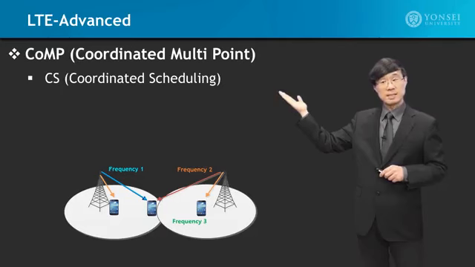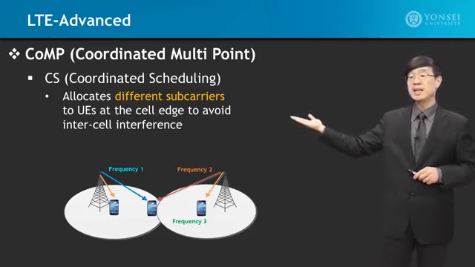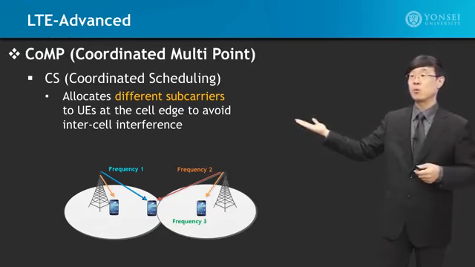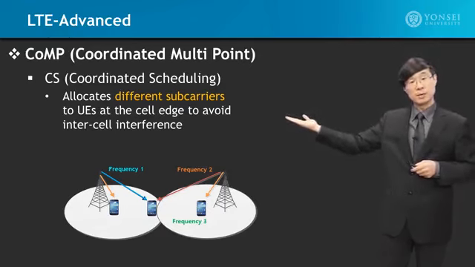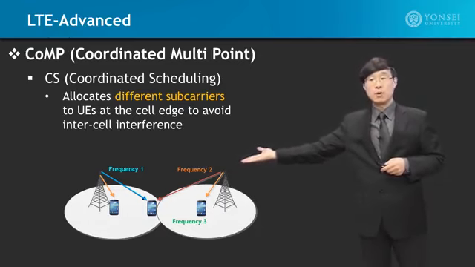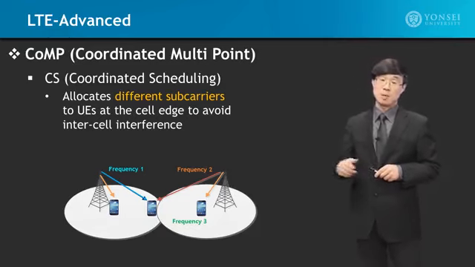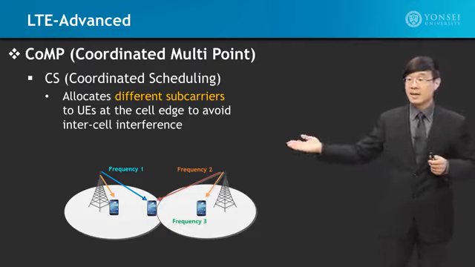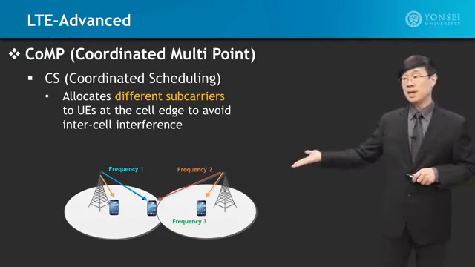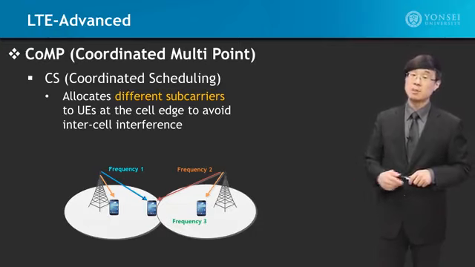Coordinated scheduling, CS, is like this, where it allocates different subcarriers to UEs at the cell edge. Once again, at the cell edge. This is where we have to enhance our performance to avoid intercell interference. You can see right here, for that device that is at the cell edge, we are using different frequencies. Frequency 1 and frequency 2 are both used to support that device in the middle. What this means is that the device at the cell edge in the range of handover needs to receive both signals in order to get CoMP support.